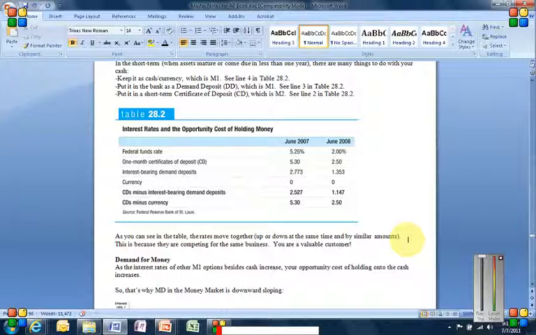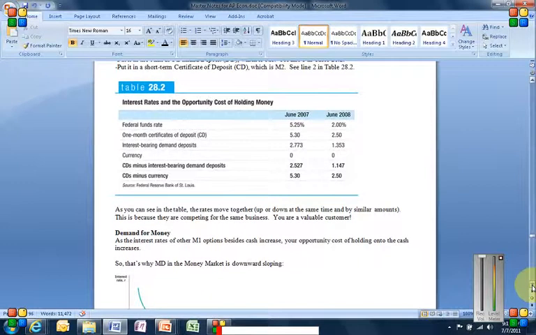Now, let's expand our discussion of the money market and think in terms of the demand for money and the supply of money. The demand for money can be summarized in a couple of different ways, most notably and most routinely in this class through a curve. The supply of money will also be summarized in a curve.